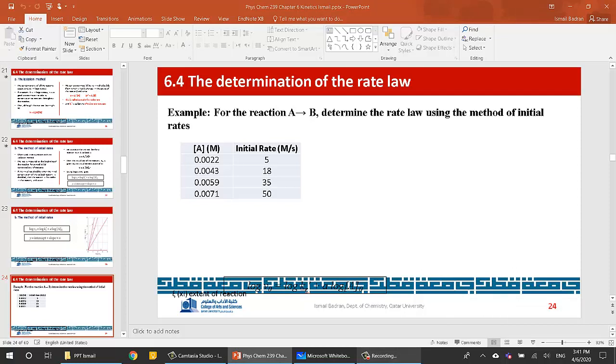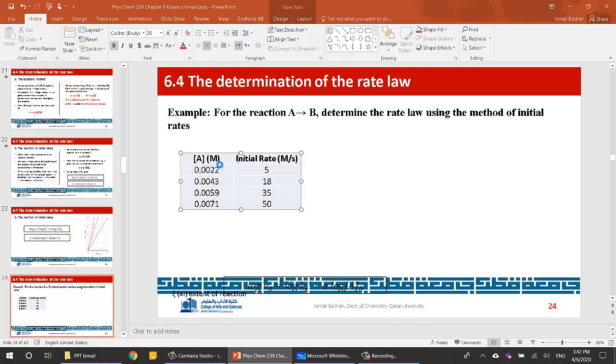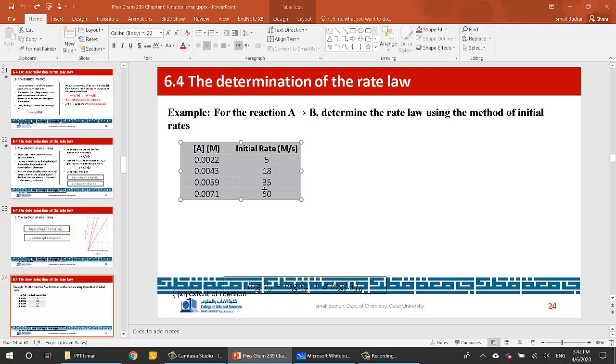So for this example, it says for the reaction A goes to B, determine the rate law using the method of initial rates. We are having here different concentrations of A and different initial rates. These have been designed or determined by an experiment. So the way to know the order or the rate law for this reaction, I'm going to show you how to do that in Excel. You can actually just copy this if you like from your PowerPoints, and I'd love you to do that by yourself so you can train, you get hands-on in this as well.